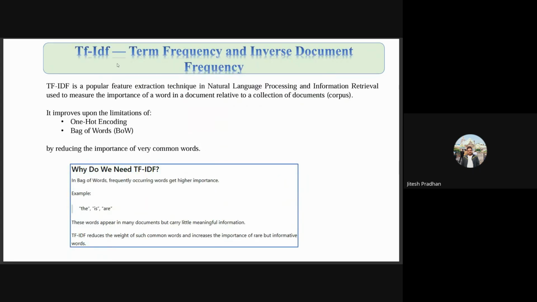Okay, now we have the most useful thing, that is TF-IDF, term frequency and inverse document frequency. It improves on one hot encoding and bag of words. It is a better version of these. Okay, so why do we need TF-IDF? Because in bag of words, frequently occurring words get higher importance. For example, "the", "is", "are" get more importance, but they convey the least information. That is the major problem. TF-IDF reduces this. TF-IDF gives more weightage to very unique words. That's why we use TF-IDF.